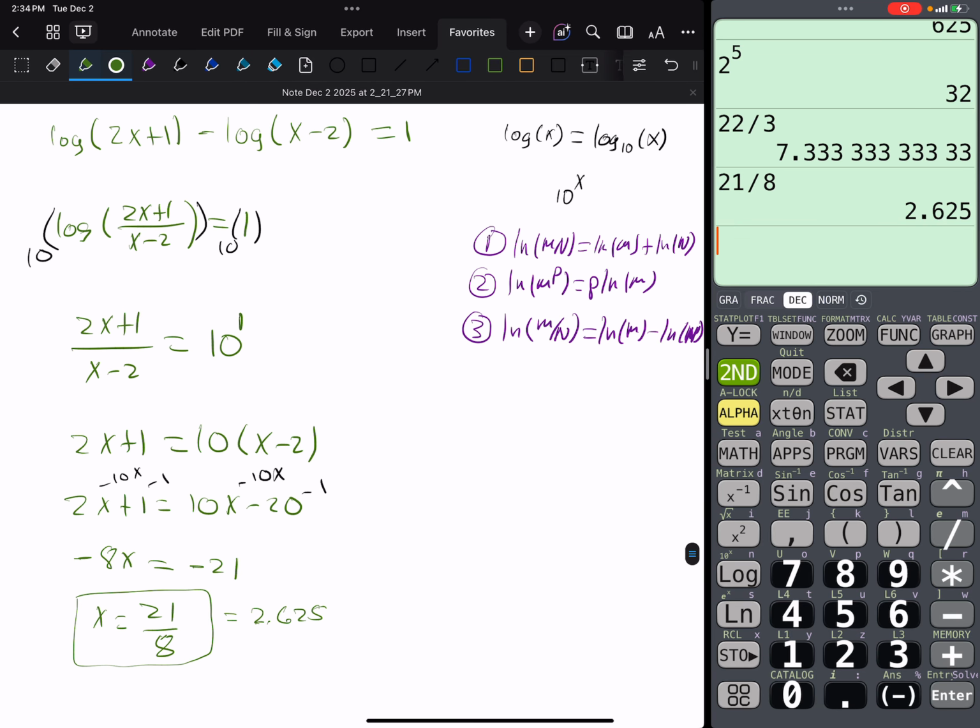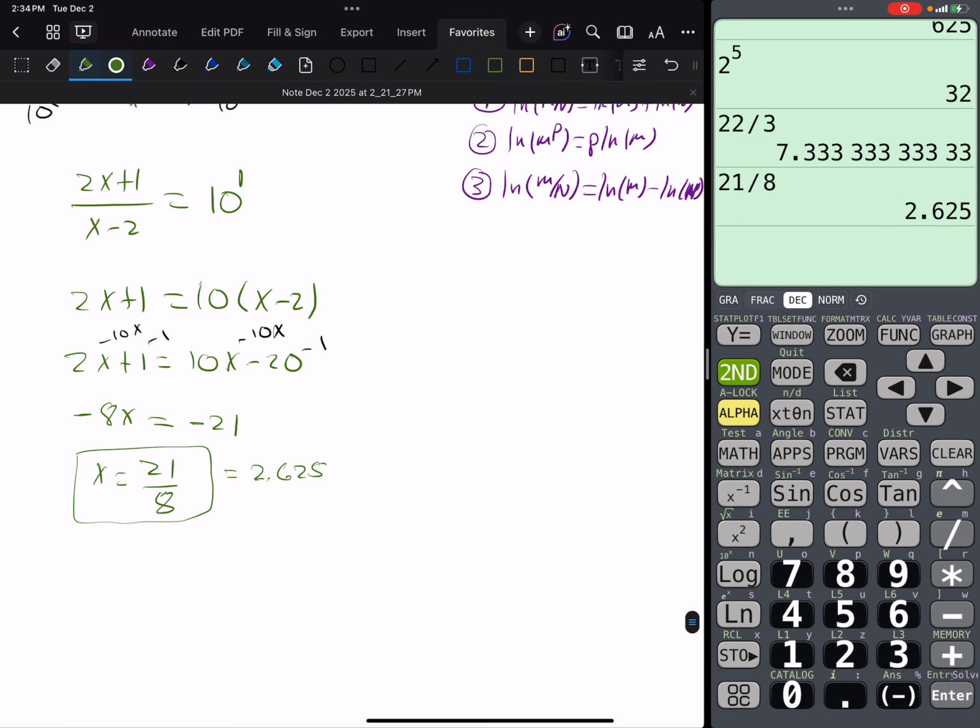All right. I hope that helps us in working these kinds of equations.